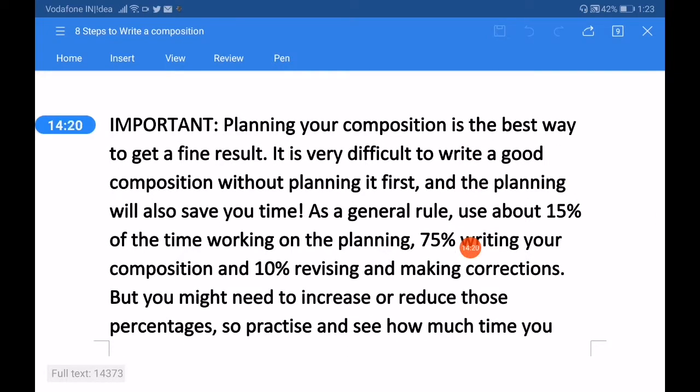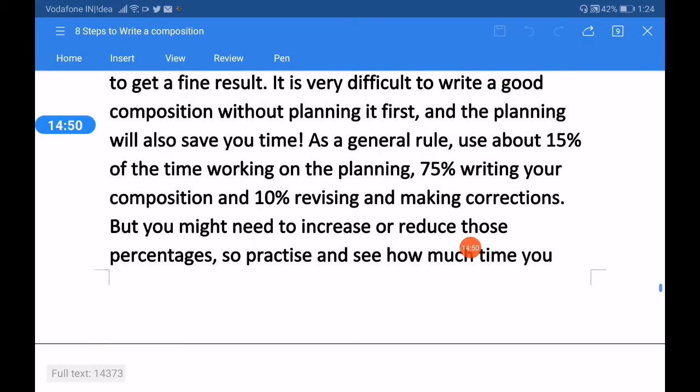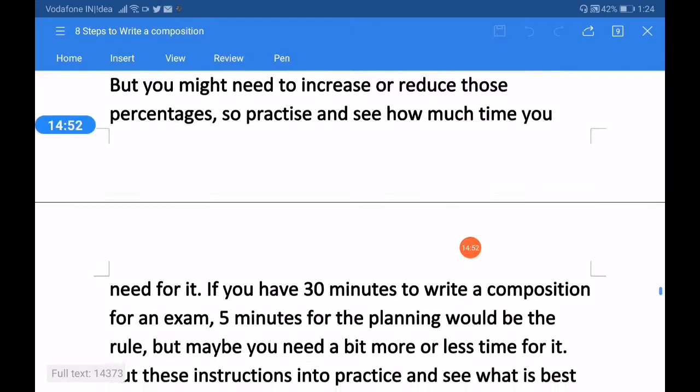An important thing is that planning your composition is the best way to get a fine result. It is very difficult to write a good composition without planning it first, and the planning will also save you time. As a general rule, use about 15% of the time working on the planning, 75% writing your composition, and 10% revising and making corrections. But you might need to increase or reduce those percentages. So practice and see how much time you need for it.